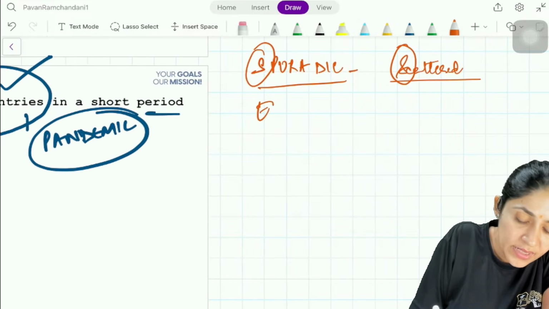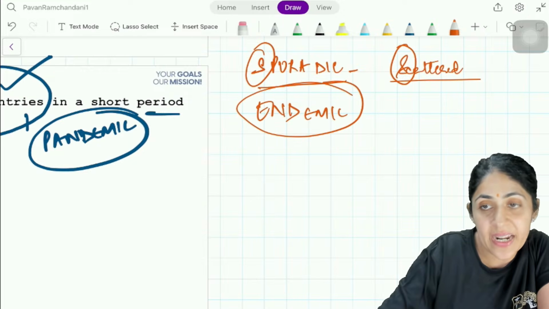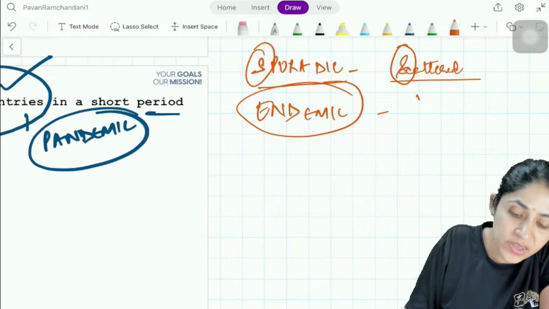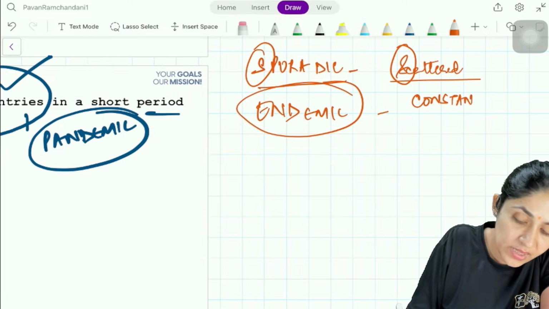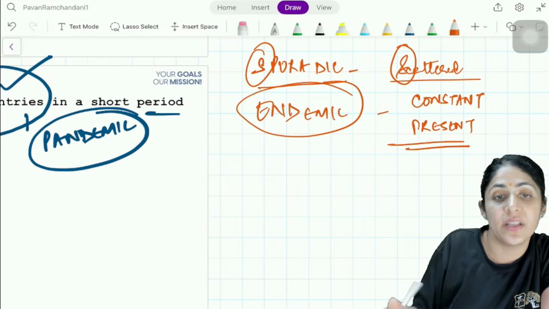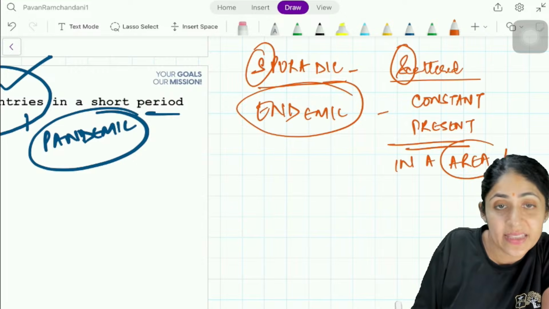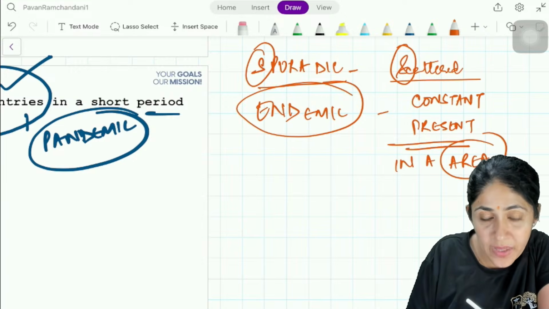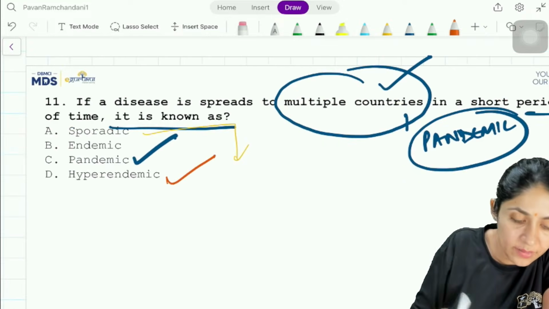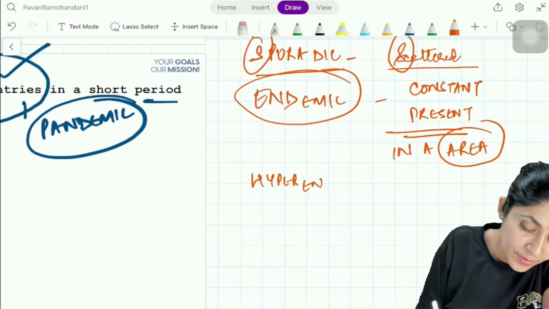The next option that you have is endemic. What do you understand by endemic? Pandemic is countries, and sporadic is scattered. Endemic is constantly present, something which is constantly present in a particular area. That is endemic. Now, what is hyperendemic? What do you understand by hyperendemic?